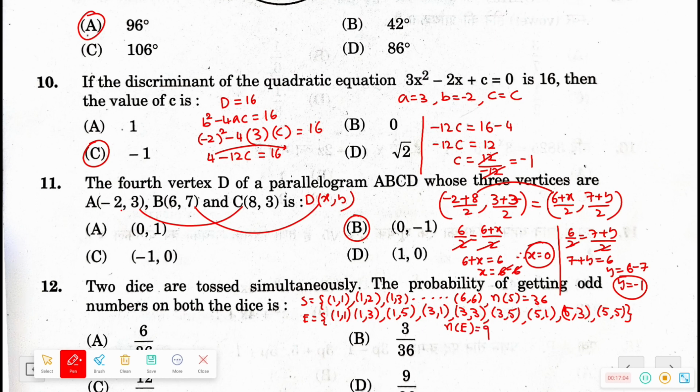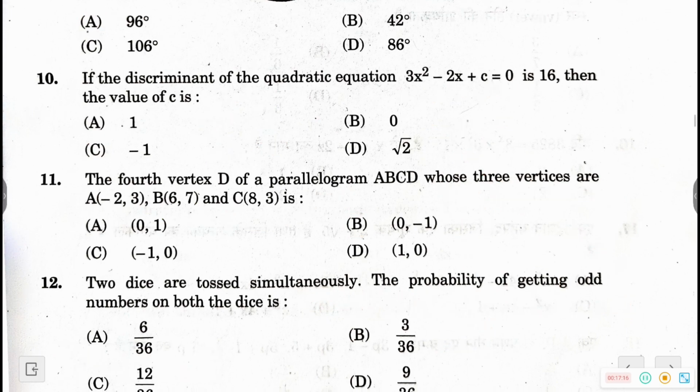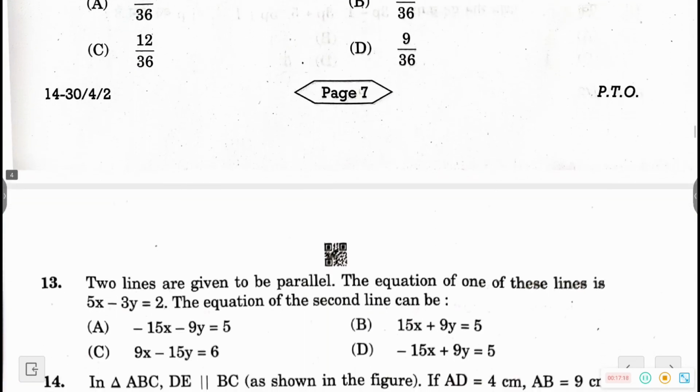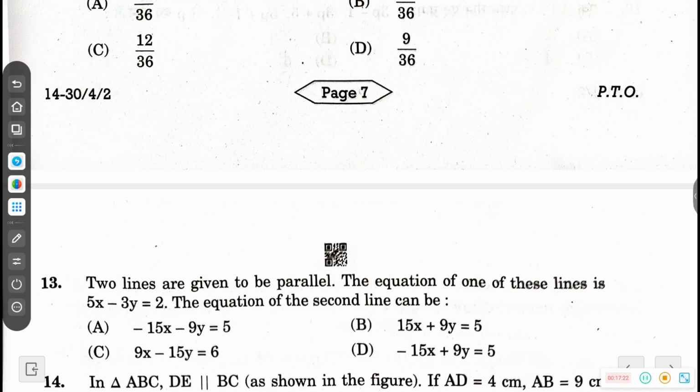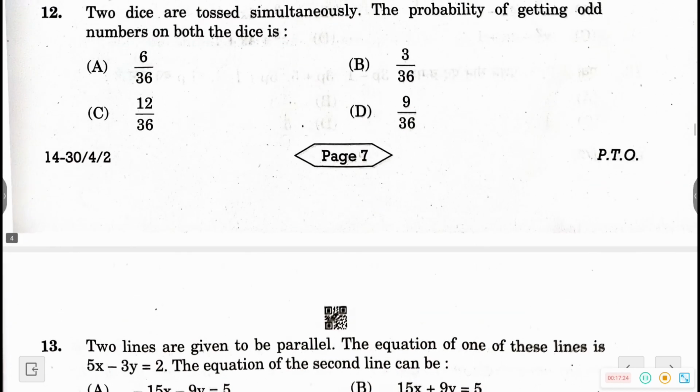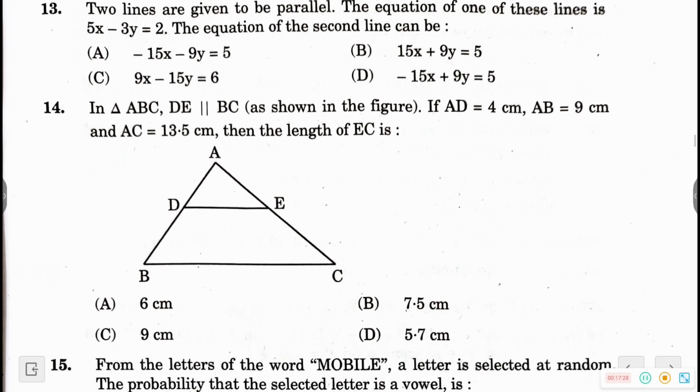So probability is favorable outcomes by total outcomes, so 9 by 36. Where do we have option 9 by 36? Option D. So question number 12 is option D. Remember. Now question number 13.